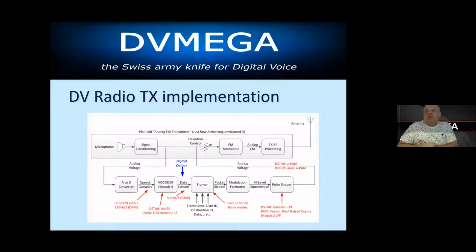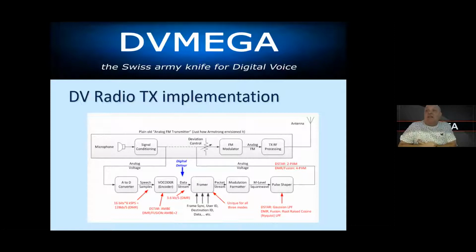The speech sample goes into a vocoder. That's what we use, the MBE 3000. And you see that the data stream that is compressed is only 3.6 kilobits. We still have to transmit in a 6.25 or 12.5 kilohertz bandwidth, so we can never get the 128 kilobits a second in that small bandwidth. That's why the voice is compressed.